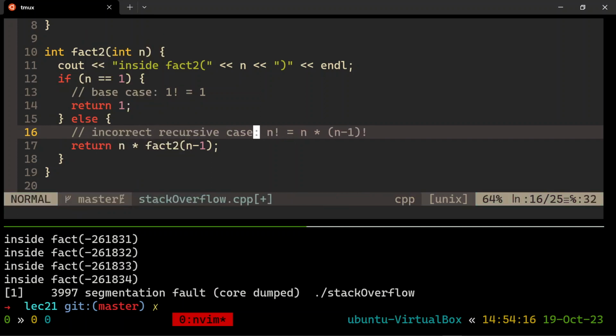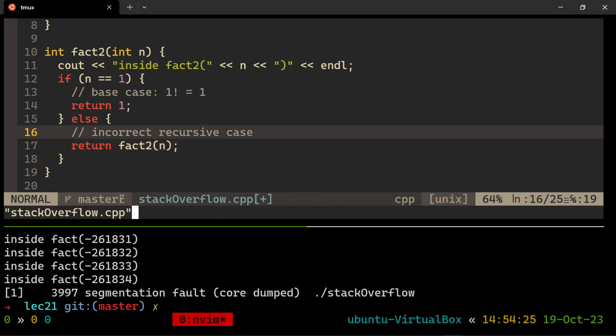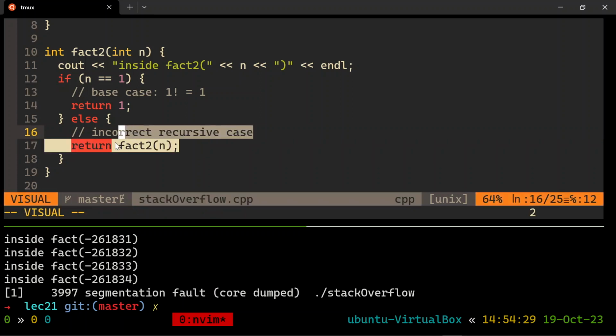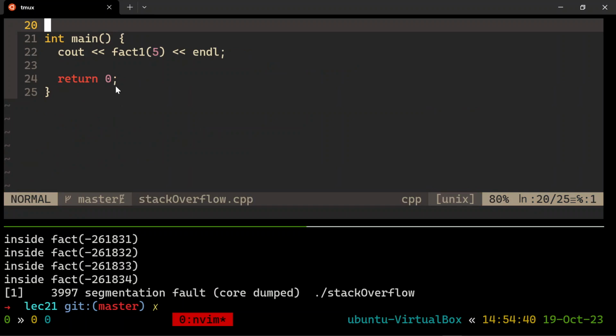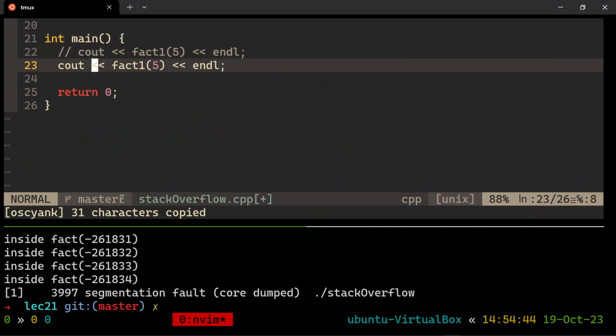Let's be like, you're asking for the factorial of n? The answer is the factorial of n. Technically correct, but do you see how this will just keep calling itself? Like, fact of 5 will call, all right, I'm going to return the result of fact of 5, which will return the result of fact of 5, fact of 5, fact of 5 forever until the end of time. All right, so let me comment out this first one so that I can run fact 2.